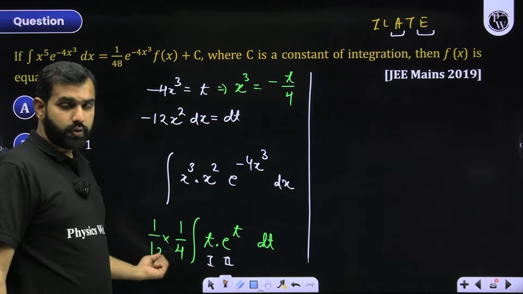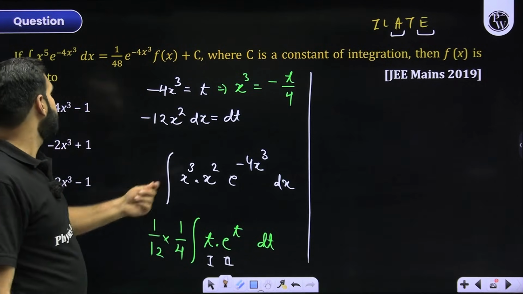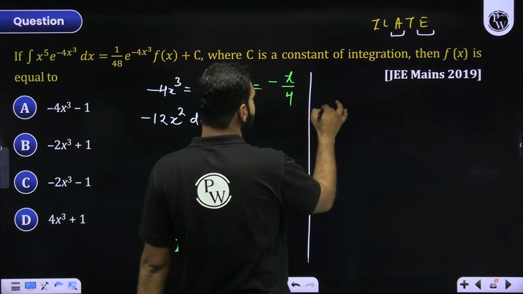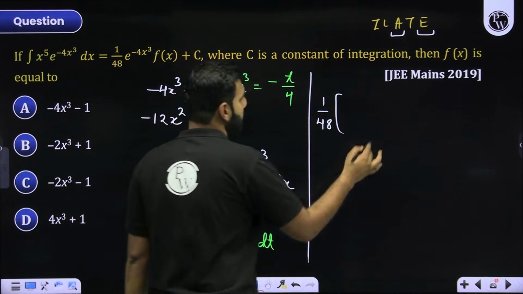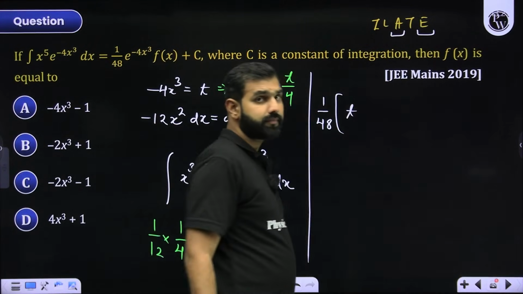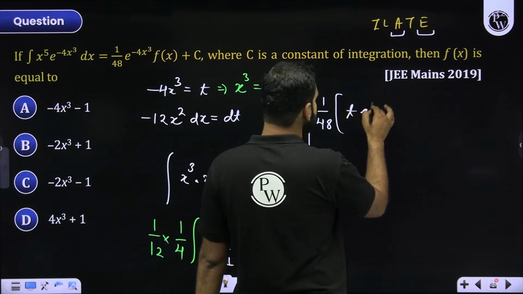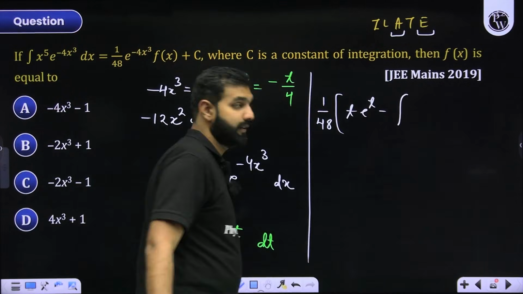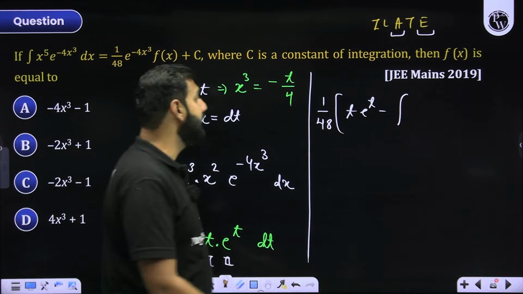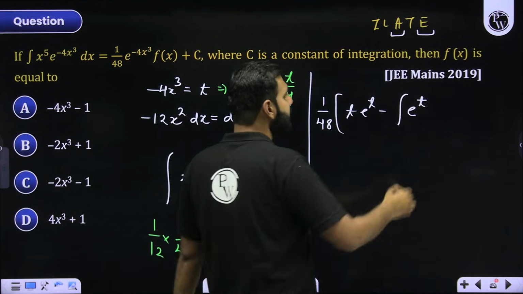So here 12 into 4 is basically nothing but 1 by 48. So we have received that. Now e to the power minus 4x cube into f(x), something like that I'll receive here. So I'll have 1 by 48 outside multiplied by first function as it is. So t remains as it is times integration of second function. So integration of e to the power t will be e to the power t, minus integration of derivative of first function. So derivative of first function means what? Derivative of t into integration of second function. So integration of e to the power t will be e to the power t, and dt. I hope you are understanding it.